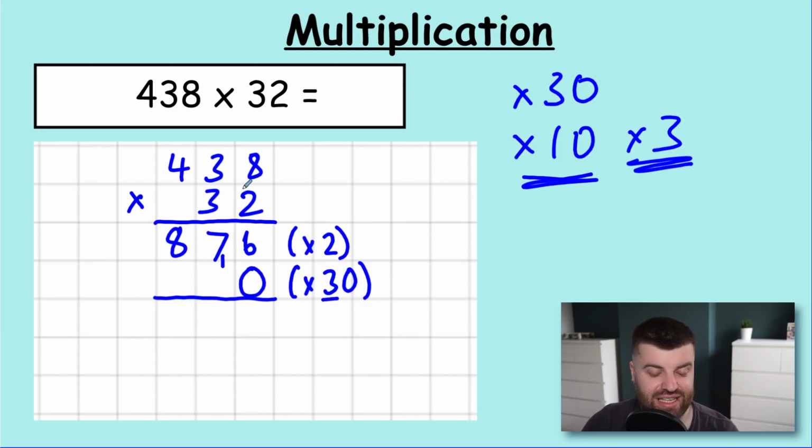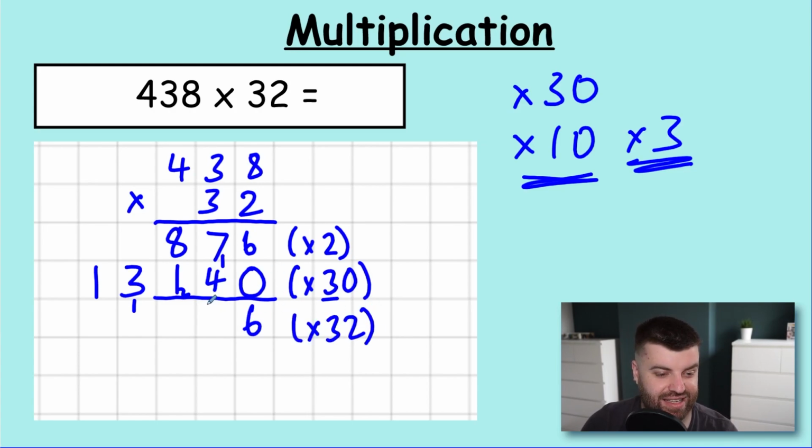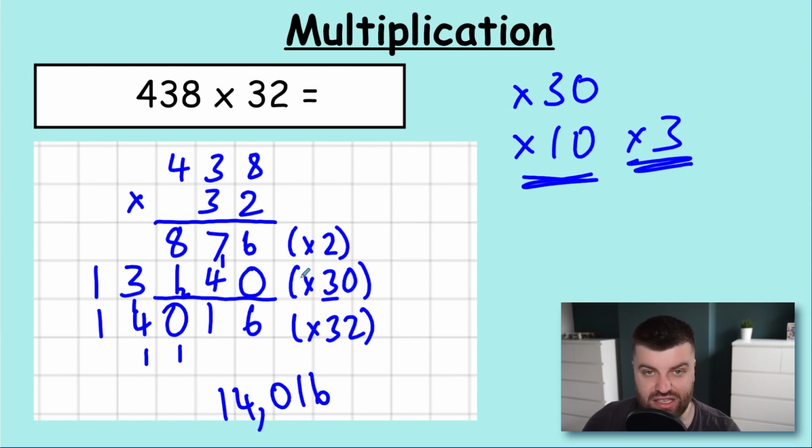3 times 8 is 24. Putting a 2 down here. 3 times 3 is 9, plus the 2 is 11. 3 times 4 is 12, plus the 1 is 13. And now I have 2 numbers, 30 lots and 2 lots. So to find 32 lots, we just add them up. 6, 11, 10, 4, and 1. 14,016 is the answer. That's long multiplication.